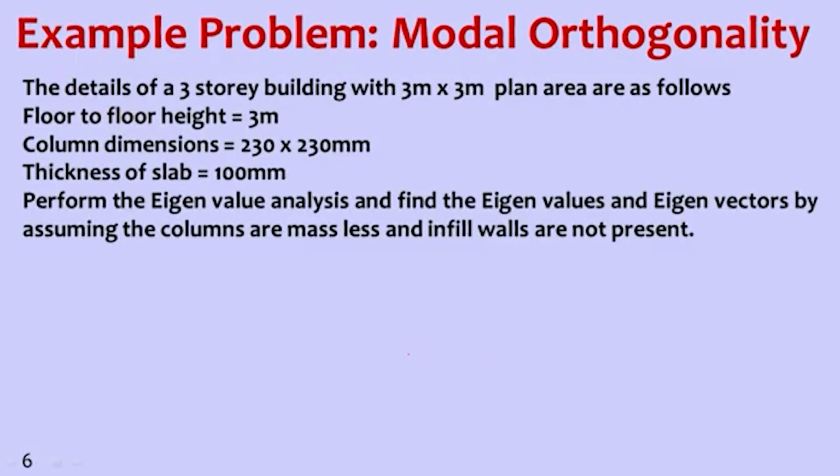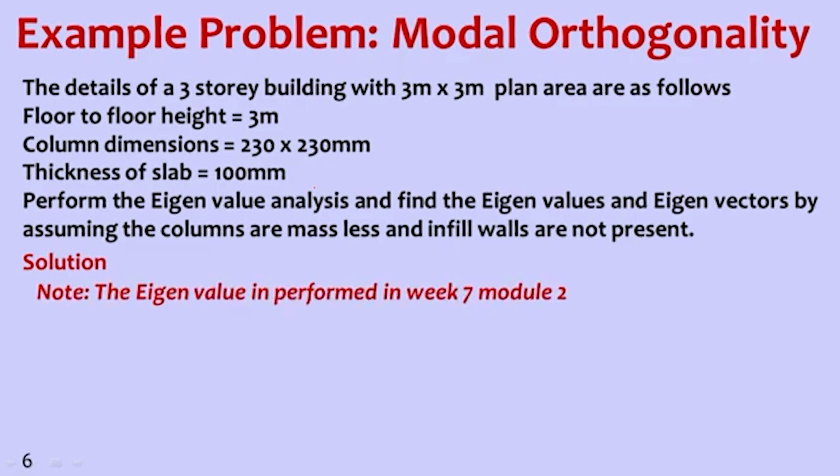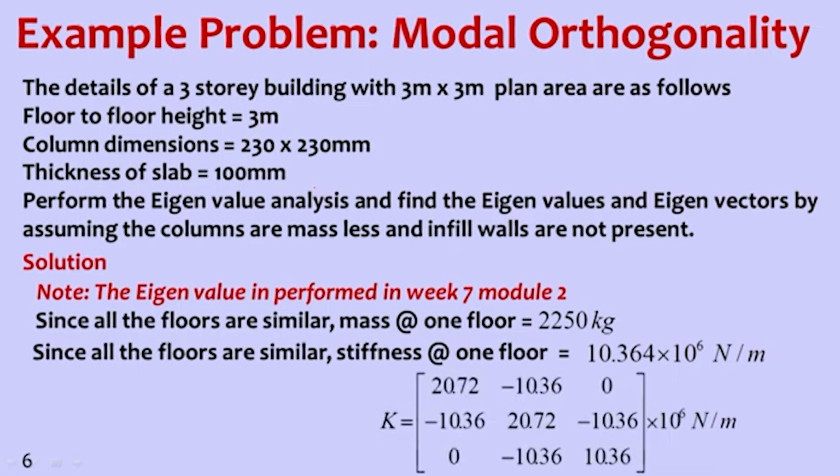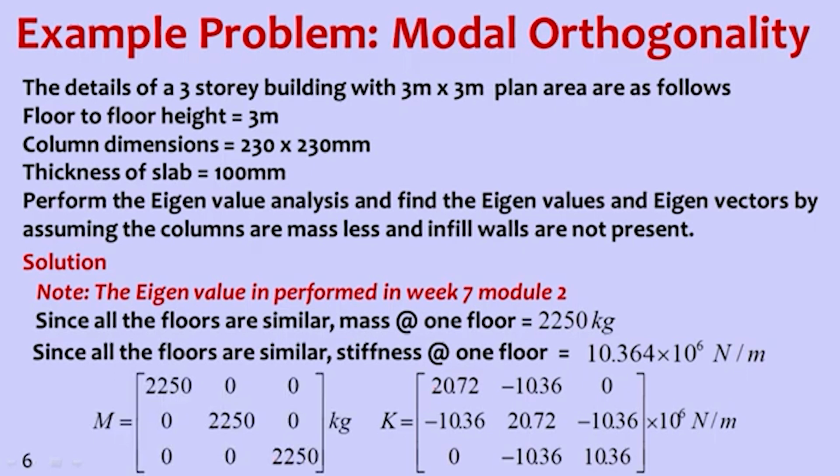Now let's look at the problem and try to understand it using numerical values. The same example we solved in the earlier class, the same problem I am taking, where the eigenvalue analysis was performed in week 7 module 2. So we get the stiffness matrix and then the mass matrix. You can clearly see that the mass matrix is already diagonal, so off diagonal terms are 0, but the stiffness matrix has some off diagonal terms.